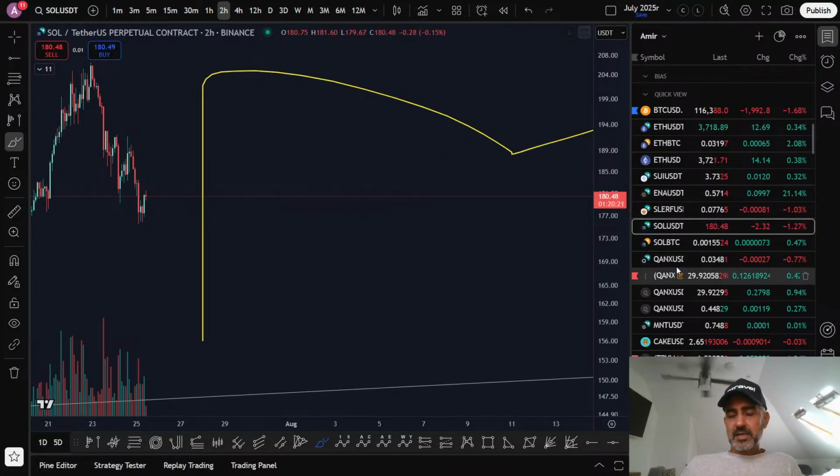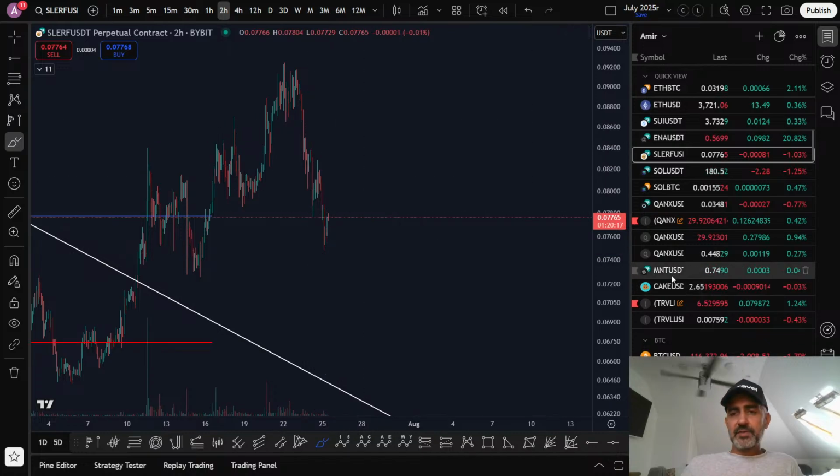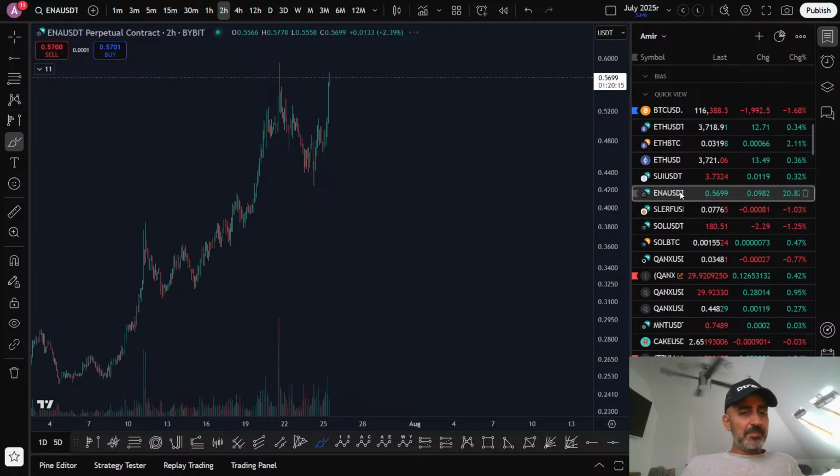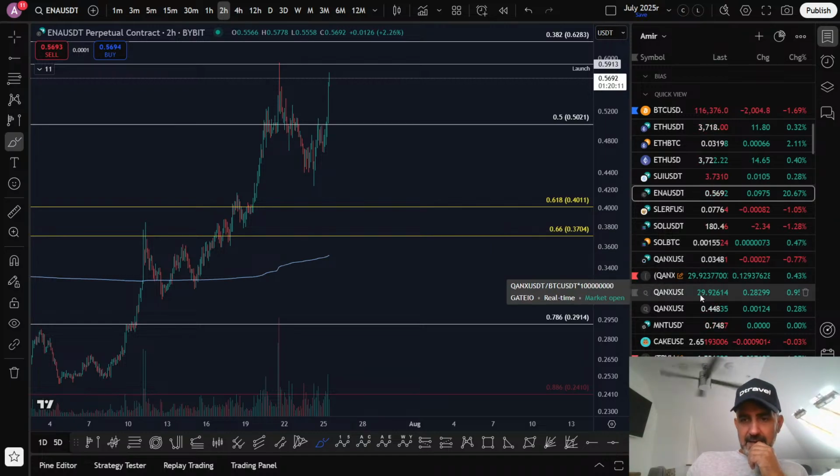Sol pumped and then it dumped, which Solana over pumps, over dumps. That's reflecting on Slurf, obviously. ENA's pumping because of the news, some kind of Ethereum news.